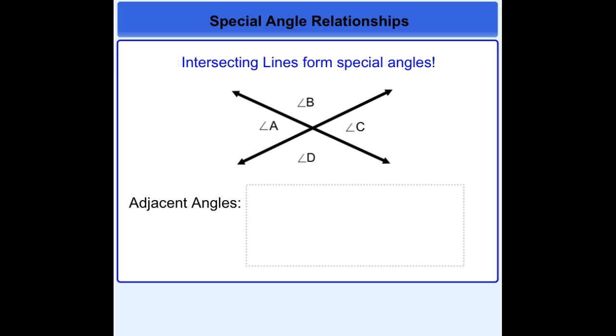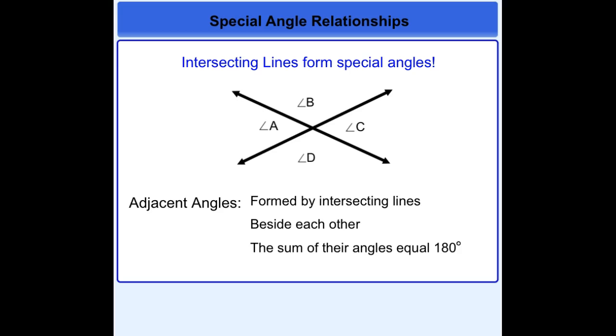Another special angle relationship that we find when you have intersecting lines would be adjacent angles. And those are the angles that are next to each other or beside each other. They equal 180 degrees. So that's the relationship that's formed. Those are the two that you've studied in 6th grade, and we utilize those here again in 7th grade and on into 8th grade.